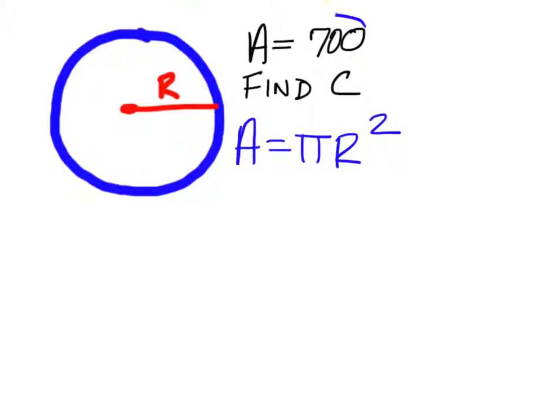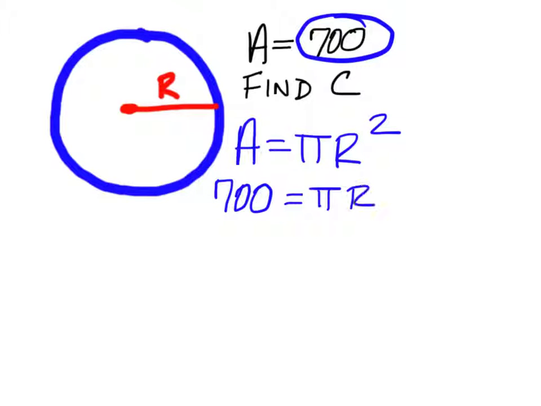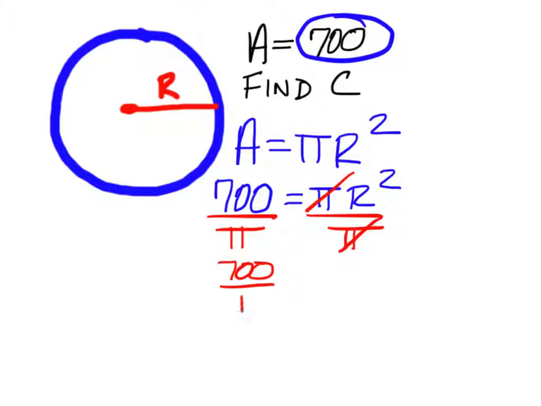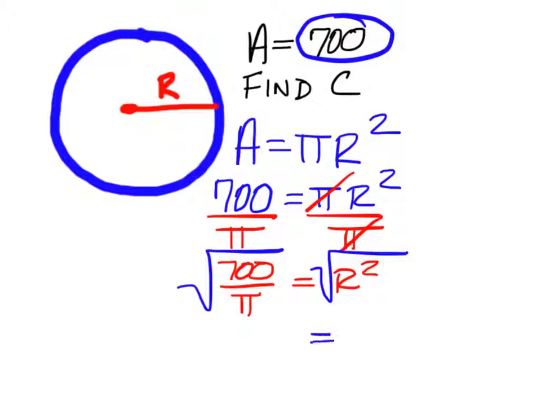And if you're given A is 700, then plug in 700. And what you want to do is get the r squared by itself. To get r squared by itself, you divide both sides by pi. And when you do that, the pi's cancel out, and you're left with 700 over pi. To get just r instead of r squared, you need to find the square root of both sides, which leaves you with an r. And then we're going to leave this as just the square root of 700 over pi right now.